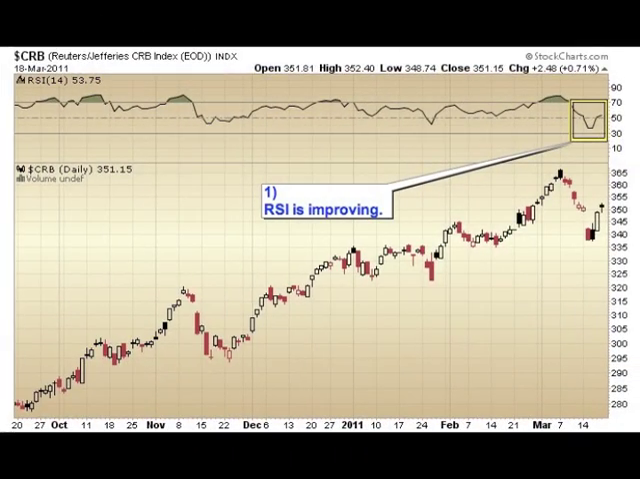Up top, the relative strength index shows us it's improving. It's moving a little bit higher. It's still in neutral territory though, so we had to give this one a yellow mark, but things definitely look a little better here.